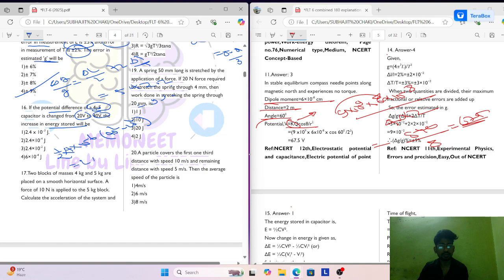This and this will cancel out, 2. This is 1600 minus 400, 1200. So this will be 2400 into 10 to the power minus 6, that means 2.4 into 10 to the power minus 3. Option number 1 will be the correct option here.